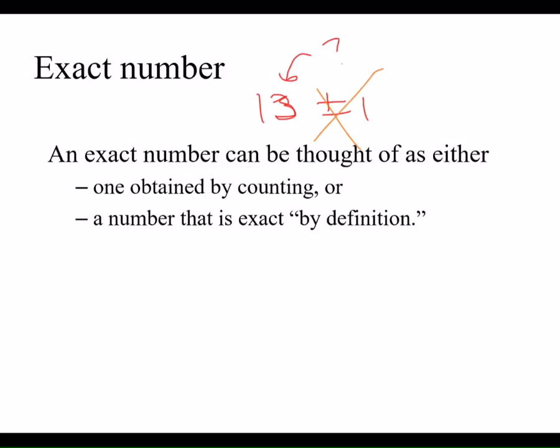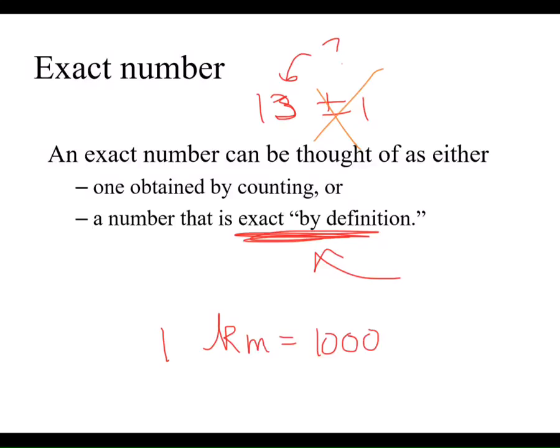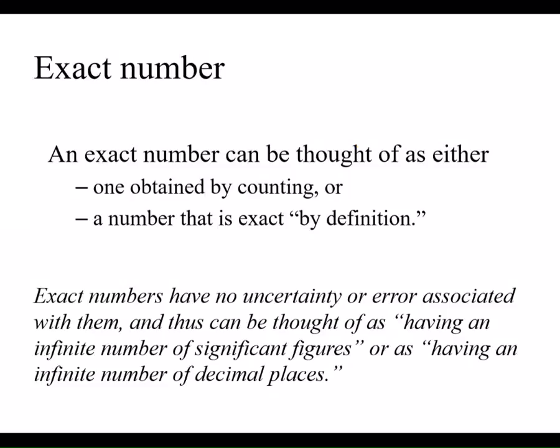The other type of exact number, and I have some examples coming up, is by definition. The metric system is a great example of this exact relationship. We say that kilo means 1,000 times the base unit. So if we have 1 kilometer, we have exactly 1,000 meters. That is an exact relationship. That is by definition what a kilo means. So there's no uncertainty there.